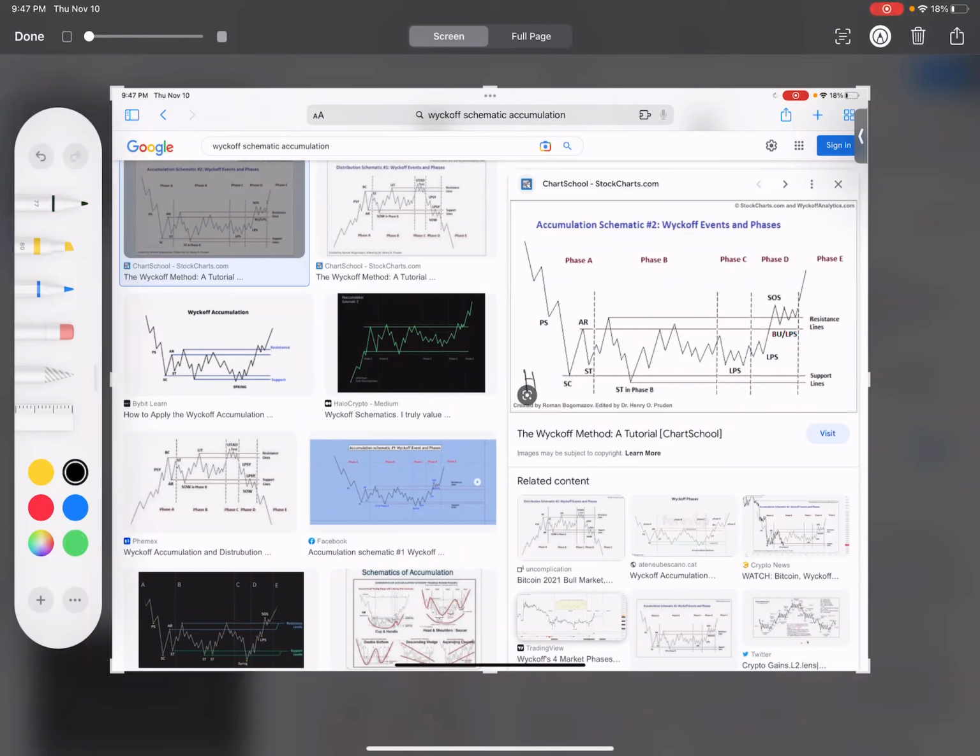If we are at 4-hour demand, we see prices in a downtrend. We get that Marubozu candle, strong impulse move to the upside. That's going to be considered my changing character, quote unquote. There are many ways to identify changing character, but this is what I look for if I'm in phase B.